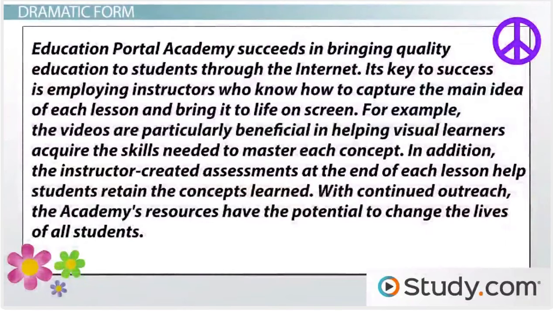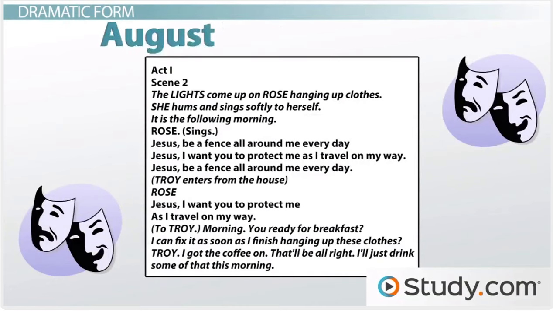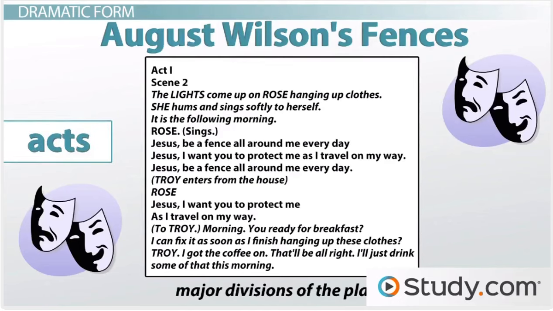Plays are not written in paragraphs like a novel or short story. Instead, they are written as lines of dialogue in the form of a script. You can see in this example from August Wilson's Fences that the characters are told exactly what to say for the dialogue. Typically, these scripts are broken down into one or more acts, or major divisions of the play.